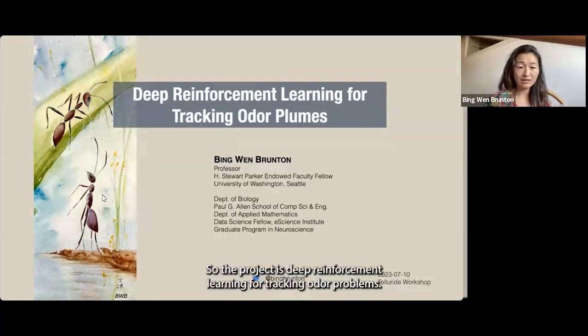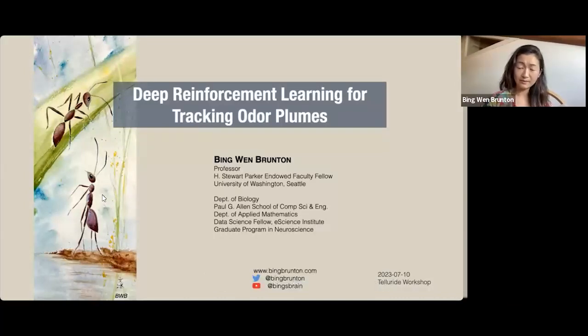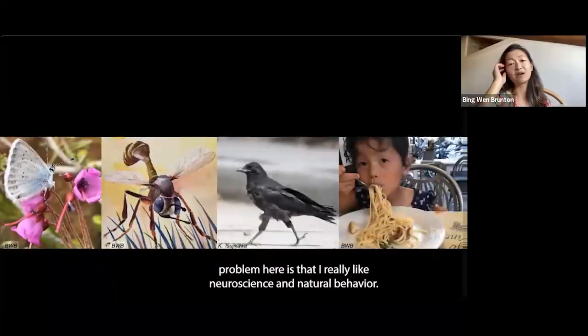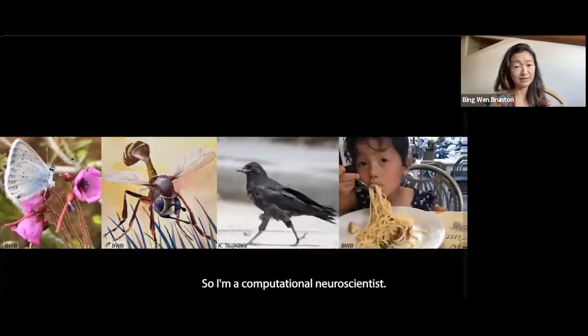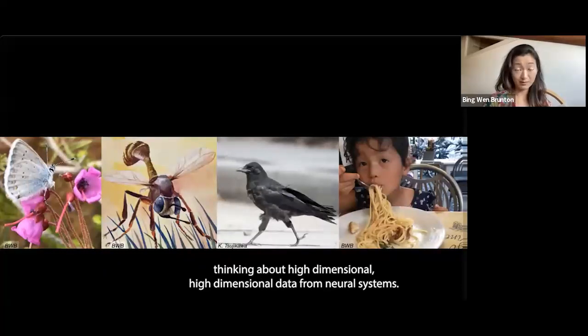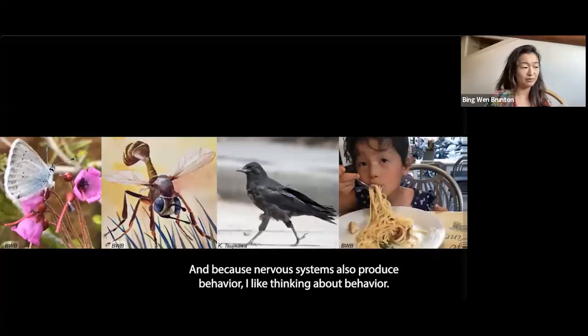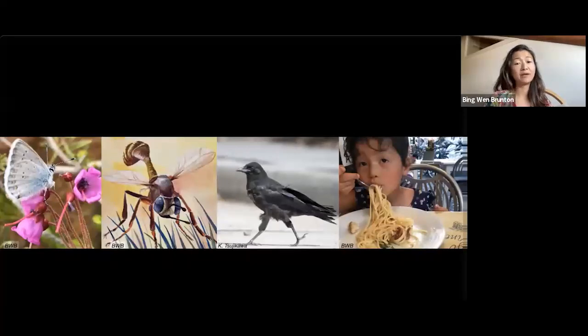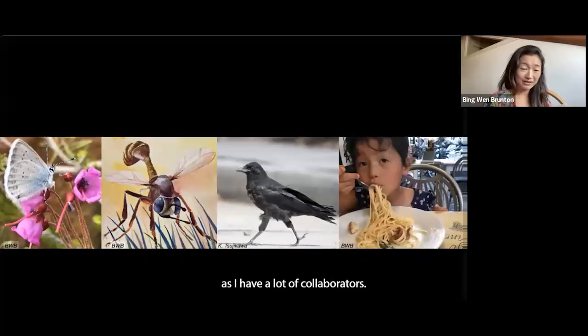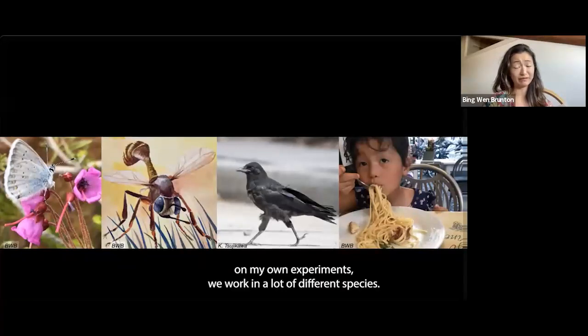Okay, so the project is deep reinforcement learning for tracking odor plumes. The motivating problem here is that I really like neuroscience and natural behavior. So I'm a computational neuroscientist. And what that really means is that I really like thinking about high-dimensional data from neural systems. And because nervous systems also produce behavior, I like thinking about behavior. And as a consequence of my job as a computationalist, I have a lot of collaborators. And it really means that since I don't have to actually run my own lab, run my own experiments, we work on a lot of different species.